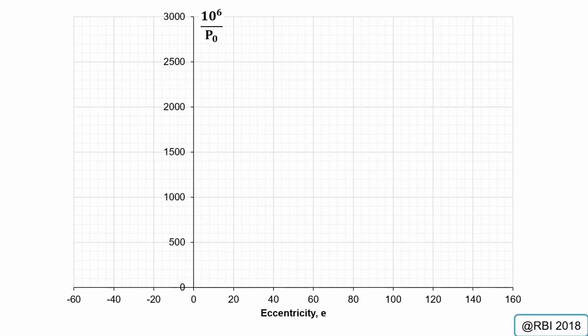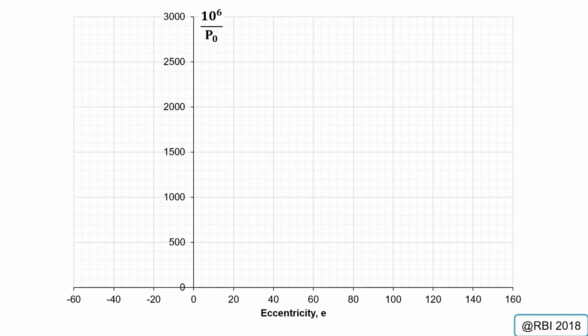Let's have a look at how we construct a Magnel diagram. After all the values we have tabulated in the table in the previous slide, you have the e range with the respective values of 10 power of 6 over P naught. What you have to construct first is, get a graph paper to make sure that you get accurate values for each of the parameters. Then you construct the x-axis and the y-axis.